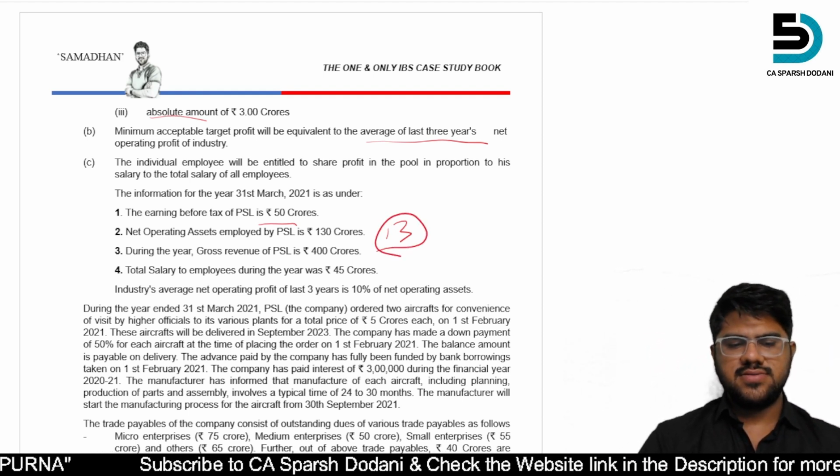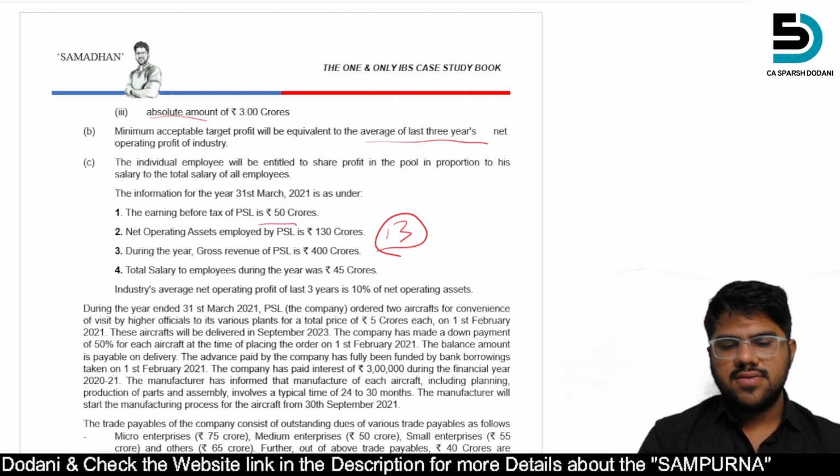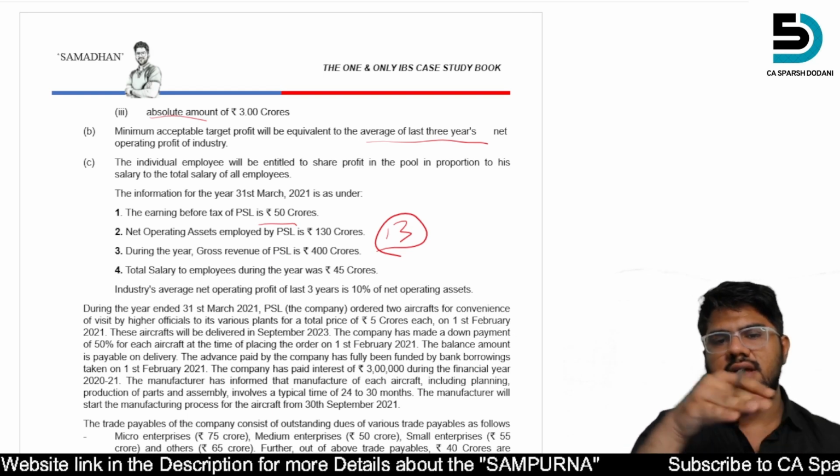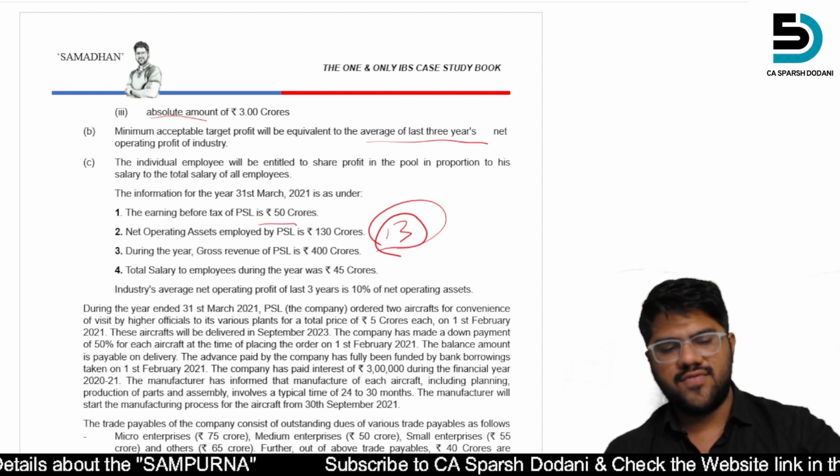Over and above the net operating profit, you have to calculate the over and above amount of this 13 crores of the net operating profit. Then you have to give that.